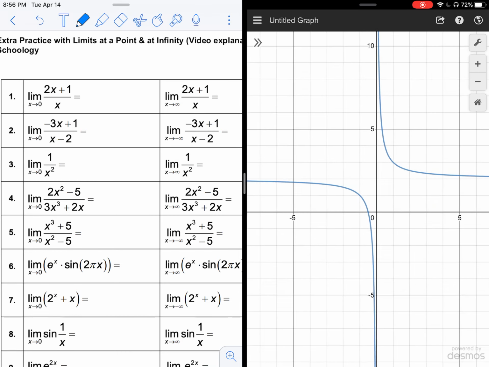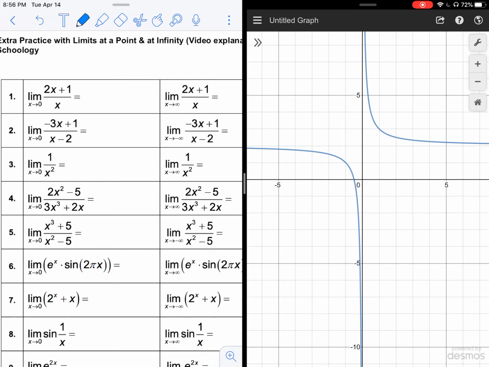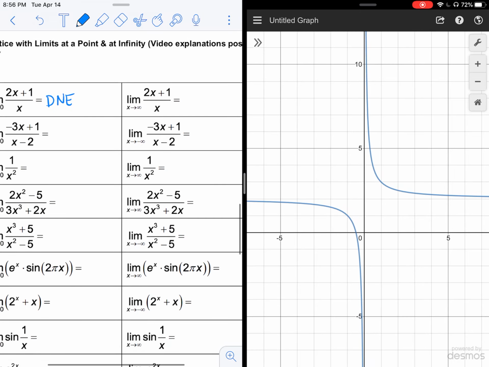Okay. All right. So the idea, remember, is that at a point, if the limit exists from the left and from the right, it has to be doing the same thing. As I approach 0 from the left, this graph is dropping downward toward negative infinity. As I approach 0 from the right, the graph is going upwards towards positive infinity. Those are doing different things, and so this is a limit that does not exist. So number one is D and E.